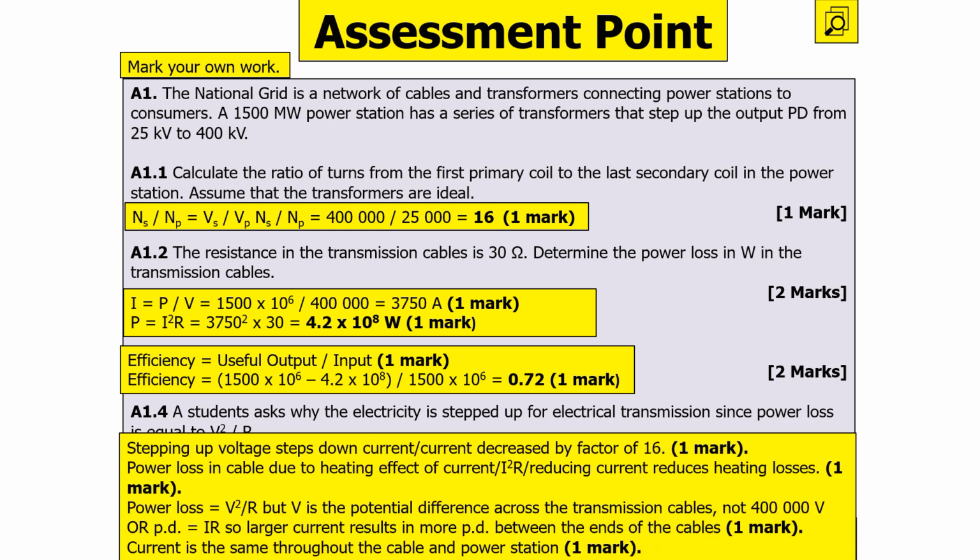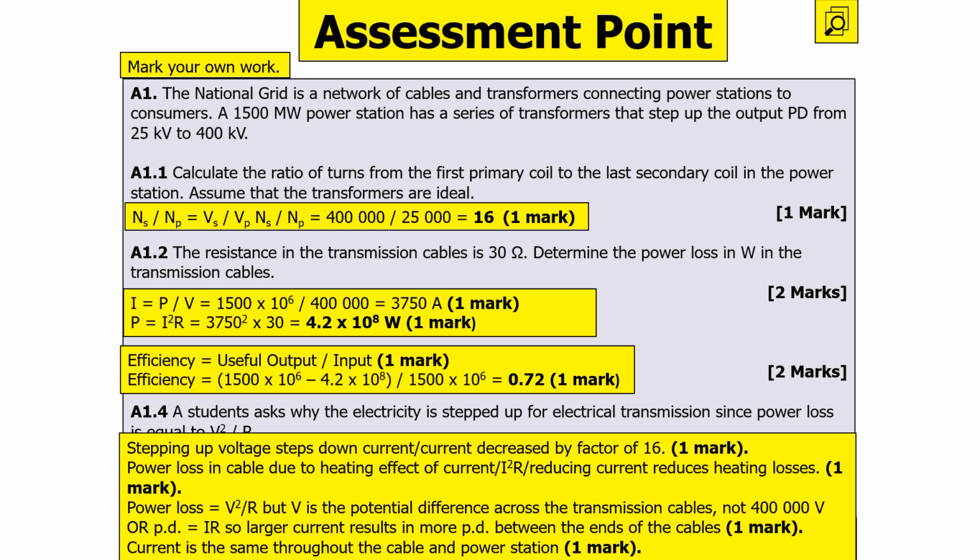Now, why is this a misconception? Well, if you step up the potential difference, the current decreases by a factor of 16, so it links through in that particular logic. So therefore the power loss in the cable is due to the heating effect of the current, so we don't tend to use P equals V squared over R. It's more due to the current and this heating effect, so we can use P equals I squared R.